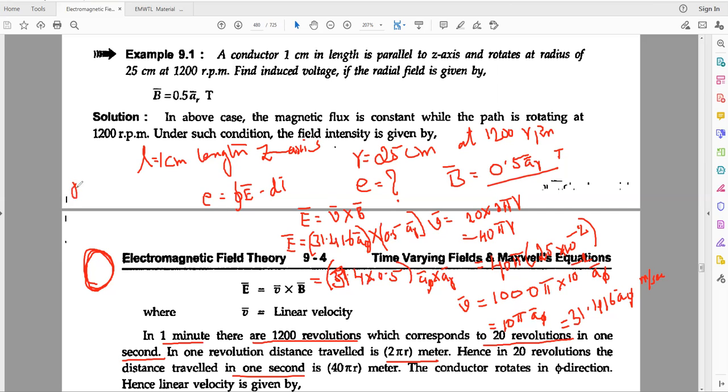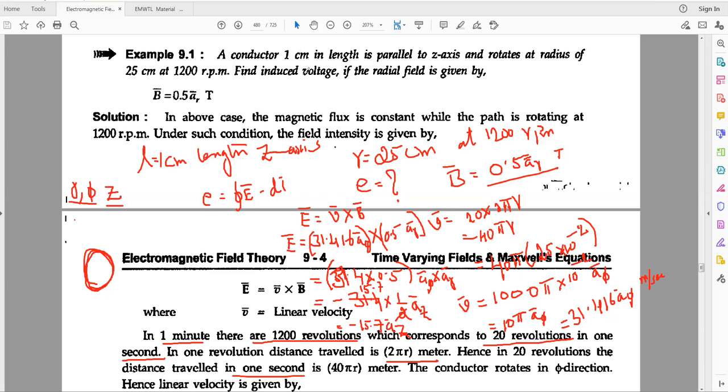So actually, the products are phi and r. If you consider the cylindrical coordinate system, r cross phi gives z. And if it is the reverse, phi cross a_r is a negative value: 31.4 into 0.5, that is 15.7 a_z bar with a negative sign. So E bar is equal to minus 15.7 a_z bar.